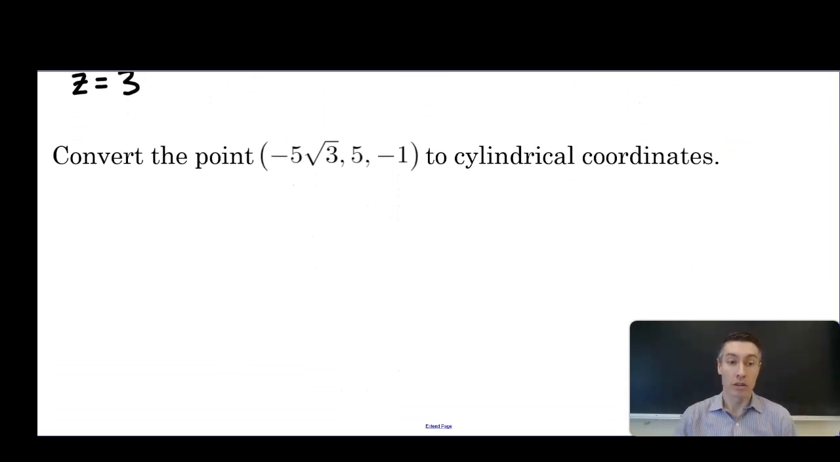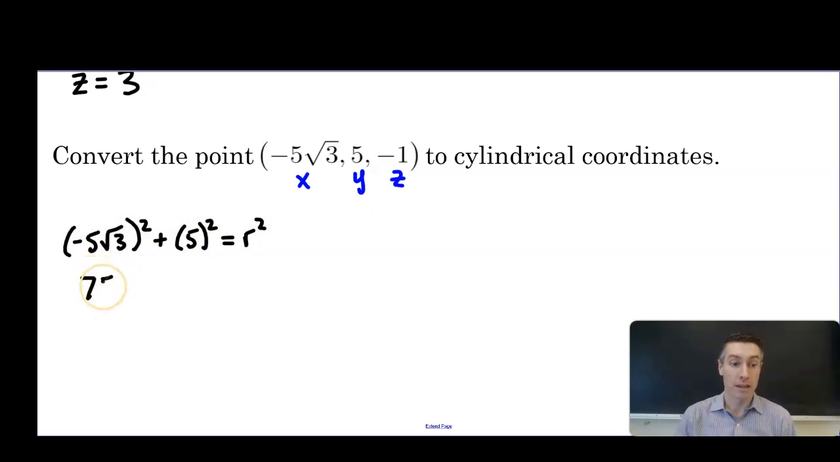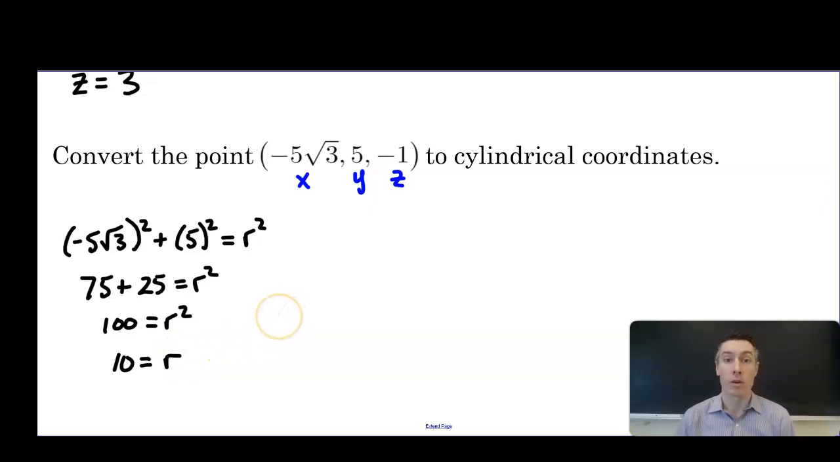Now going in the opposite direction, convert the point negative 5 root 3, 5, negative 1 to cylindrical coordinates. So we have an x, a y, and a z here. So we can start by finding r, which is x squared. So negative 5 root 3 squared plus y squared, 5 squared, equals r squared. So 25 times 3, that's 75, plus 25 equals r squared. 100 equals r squared. 10 equals r. Because remember, we want r to be greater than or equal to 0. So we don't need that plus or minus that we often get when solving. So r equals 10.